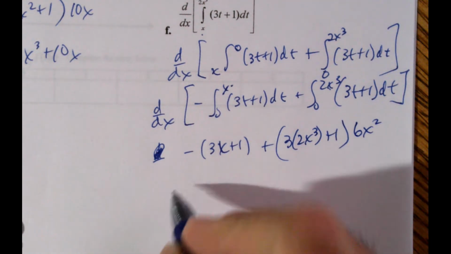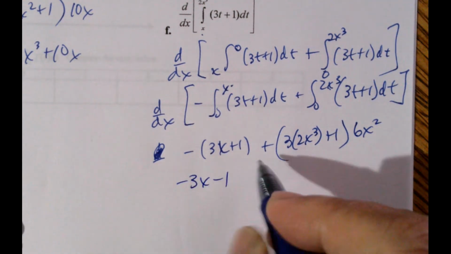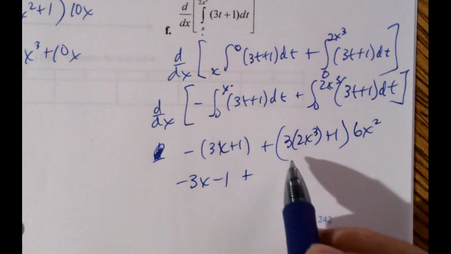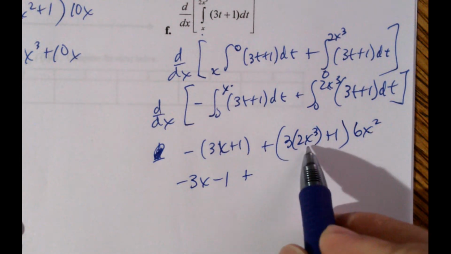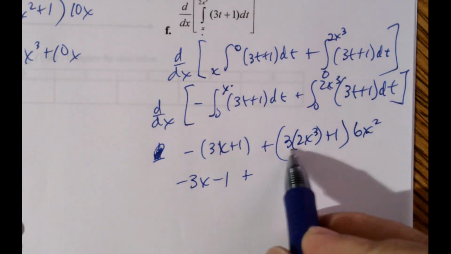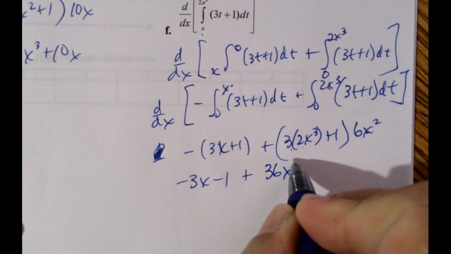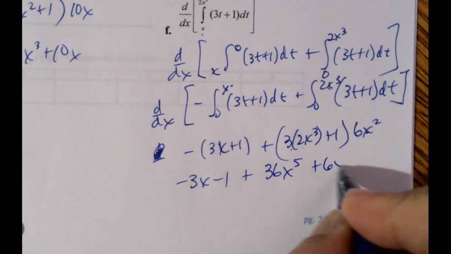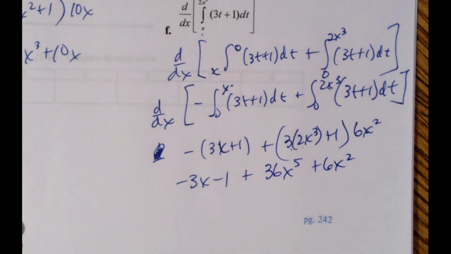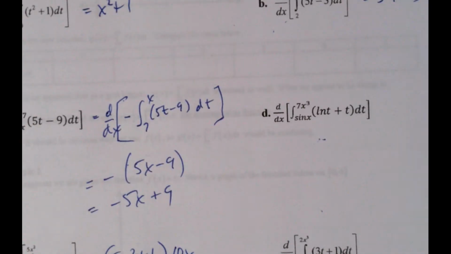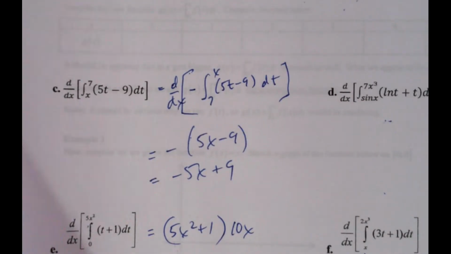So let's clean this up. That's negative 3x minus 1. That's going to be 6x squared times that. So it's 6x squared times 6x cubed. So that's 36x to the 5th plus 6x squared. And that's basically it. That's it. All right, that's page 242. Moving to 243. How many times? 7 minutes? That's not bad.